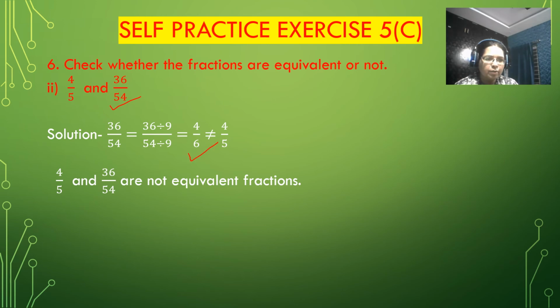We get 4 divided by 6, which is not equal to 4 divided by 5. We get the denominator 6, which is not equal to the denominator 5 of the fraction 4 divided by 5. So 4 divided by 5 and 36 divided by 54 are not equivalent fractions.